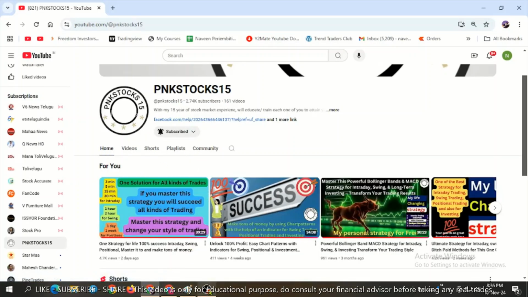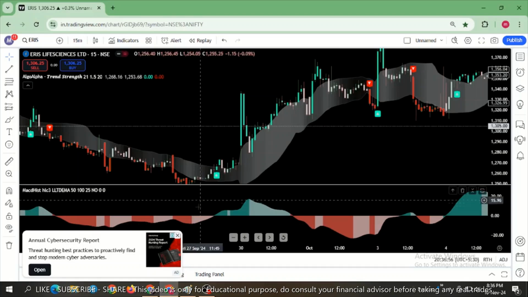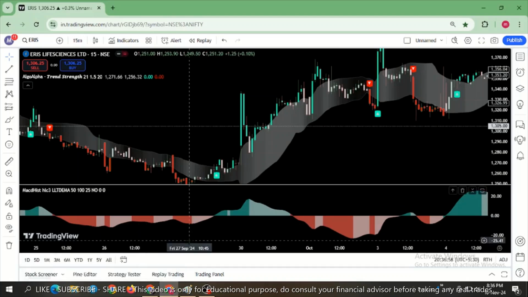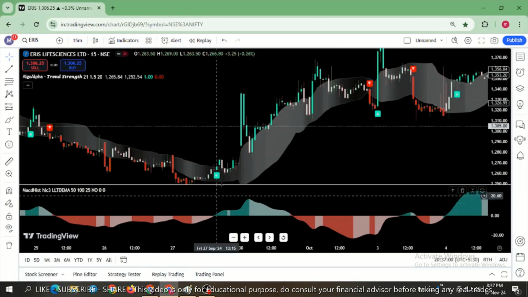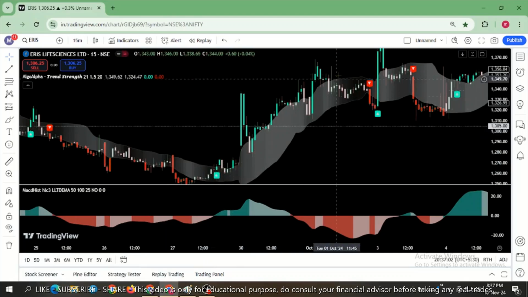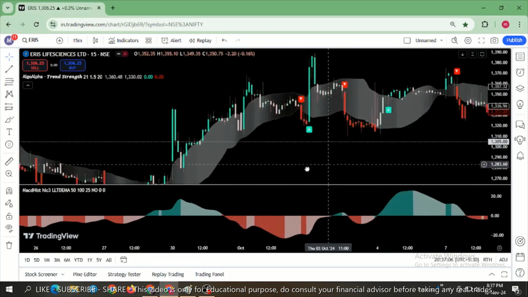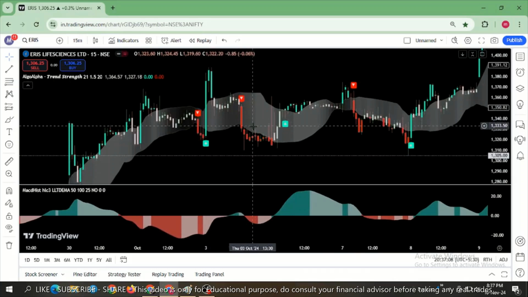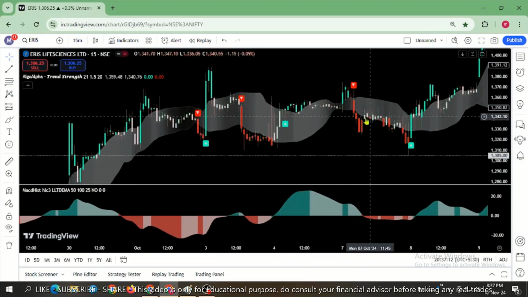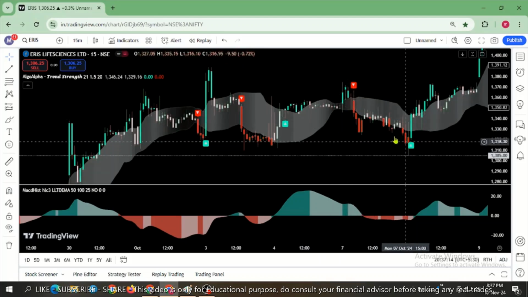Let us discuss a strategy which will give you simple to understand and easy to execute trades. Buy here, exit here, sell here, you can make profit here. This is the 15 minutes time frame. This strategy works for any kind of time frame.